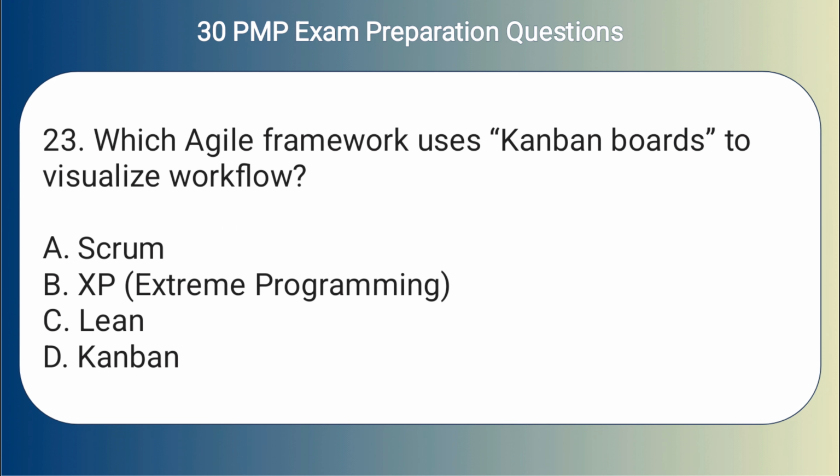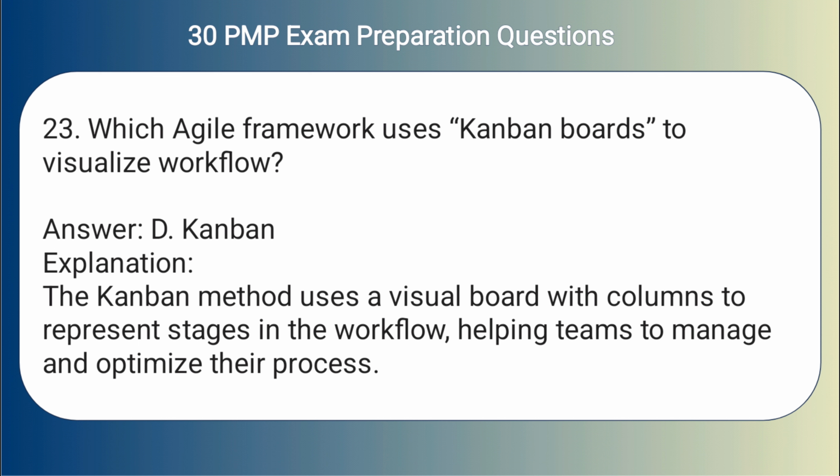Question 23. Which Agile framework uses Kanban boards to visualize workflow? A. Scrum. B. XP, Extreme Programming. C. Lean. D. Kanban. Answer D. Kanban. Explanation. The Kanban method uses a visual board with columns to represent stages in the workflow, helping teams to manage and optimize their process.